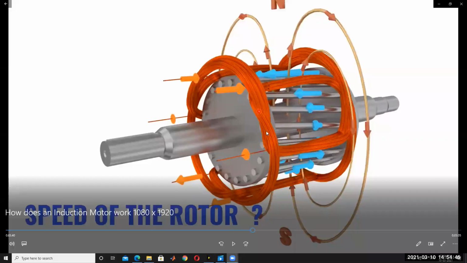In the stator, this is called the stator winding. The stator winding's rotating magnetic field rotates at synchronous speed. At the time of starting, the rotor is stationary. Because of that, there is a relative speed between these two.